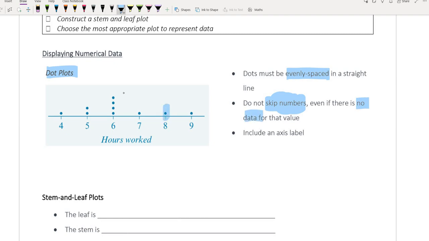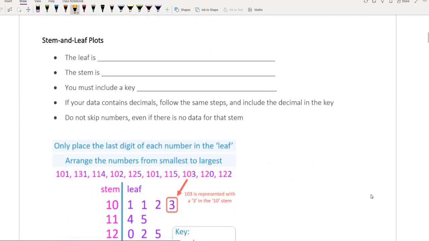So imagine if we didn't have anything here for 8, we'll still write 8 there, because one reason for using a dot plot is to show distribution. If we had no data here and we skipped these numbers, it's going to look different, whether we show them or not, in terms of the distribution. So it's really important that we do not skip numbers even when there's no data. And then lastly, you want to label things to show what you are displaying. So that's dot plots. Next is stem and leaf plots.